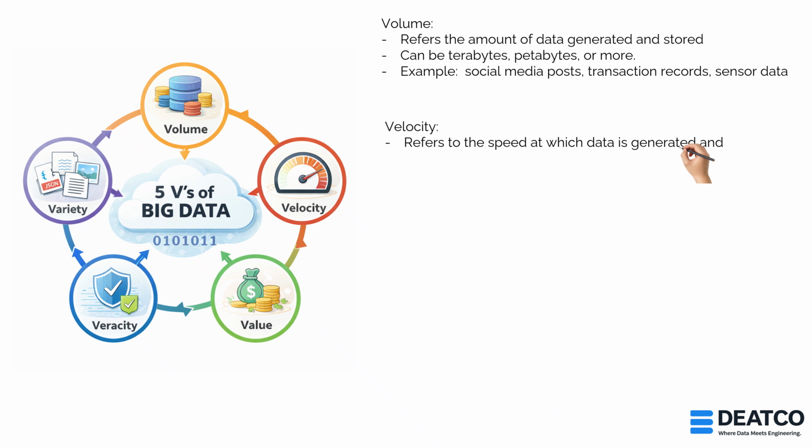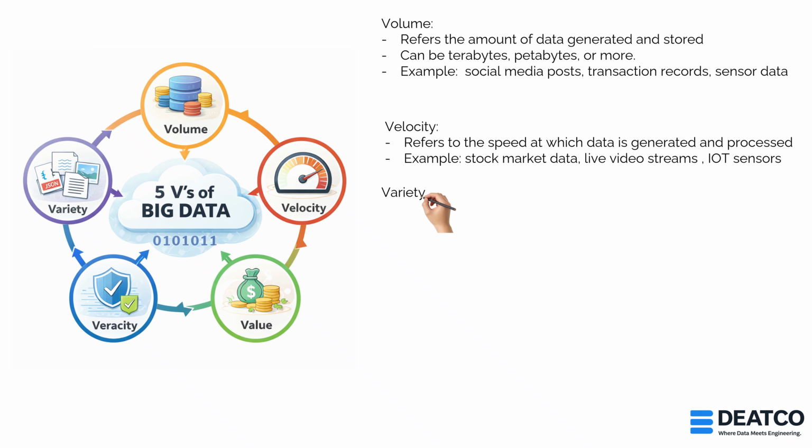Velocity refers to the speed at which data is generated and processed. Data is coming in a very fast way, sometimes in real time. For example, think about live stock market updates or data coming from IoT devices. The challenge here is not just storing the data, but processing it quickly enough to make timely decisions. The third V is variety.